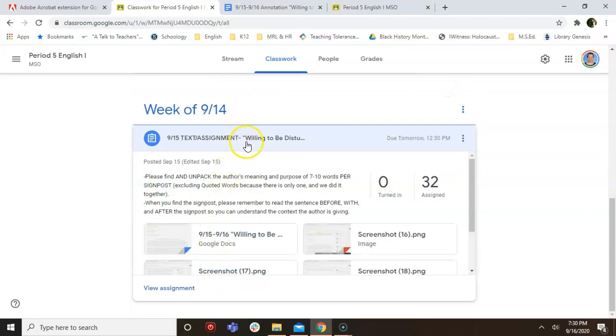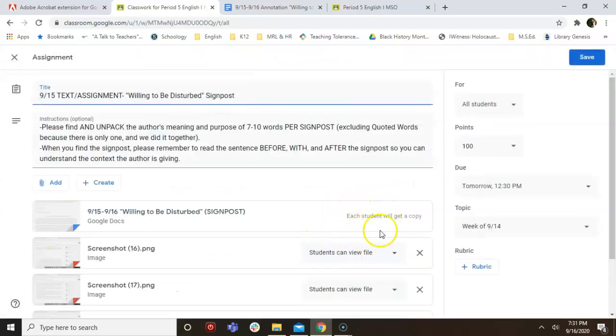When you open it up, so that you can see how this was done for you, each student gets a copy. You can find the instructions here, where you will be finding and unpacking the author's meaning and purpose of 7 to 10 words per signpost, and that goes above what we already did. It can be within the same paragraphs that we were looking at. I really tried to do as little as possible with you, so that I don't take all of the opportunities for you to find this on your own and do your homework.